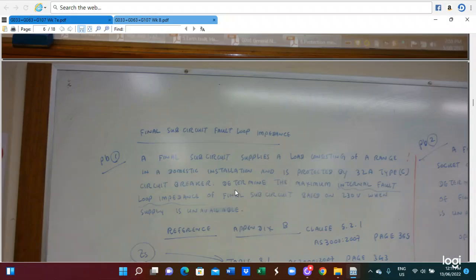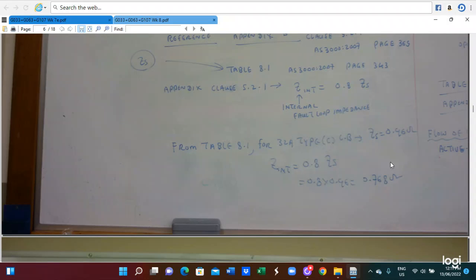This 0.96 ohm you substitute in this equation, then multiply by 0.8. So Z_IND is 0.8 ZS. So 0.8 multiplied by 0.96, you get 0.768 ohm.